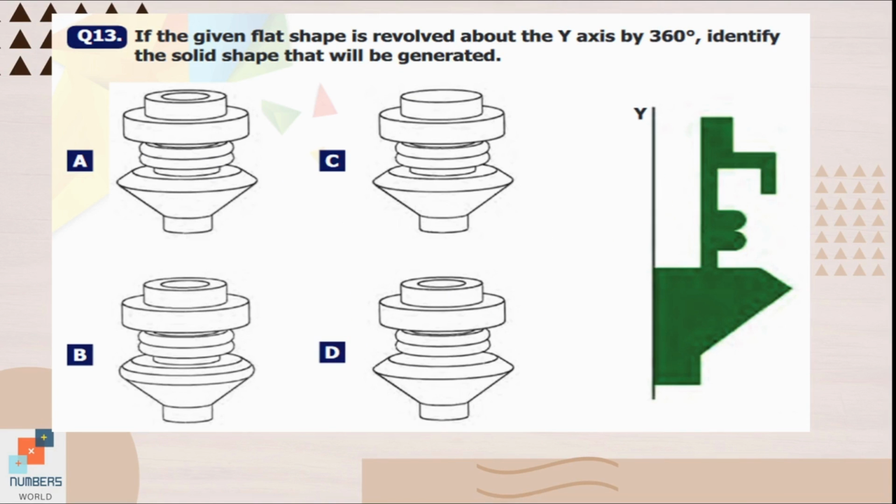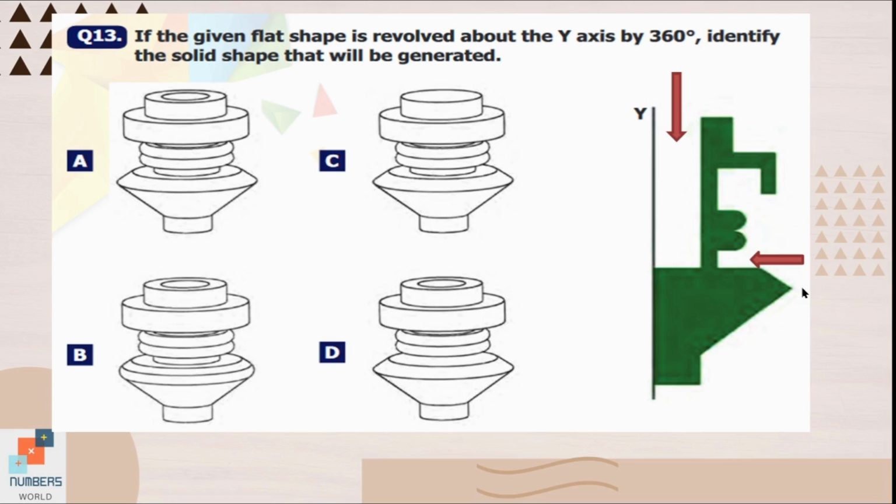Question number 13. If the given flat shape is revolved about the y-axis by 360 degrees, identify the solid shape that will be generated. So you may see a gap over here, which will create a hole in the 3D shape. That is not present in option C, so we will not choose this. Now you may see some gap under the two curves, due to which there will be a gap in the solid shape as well. In option D, there is no gap under the two curves. So option D is also unselected.